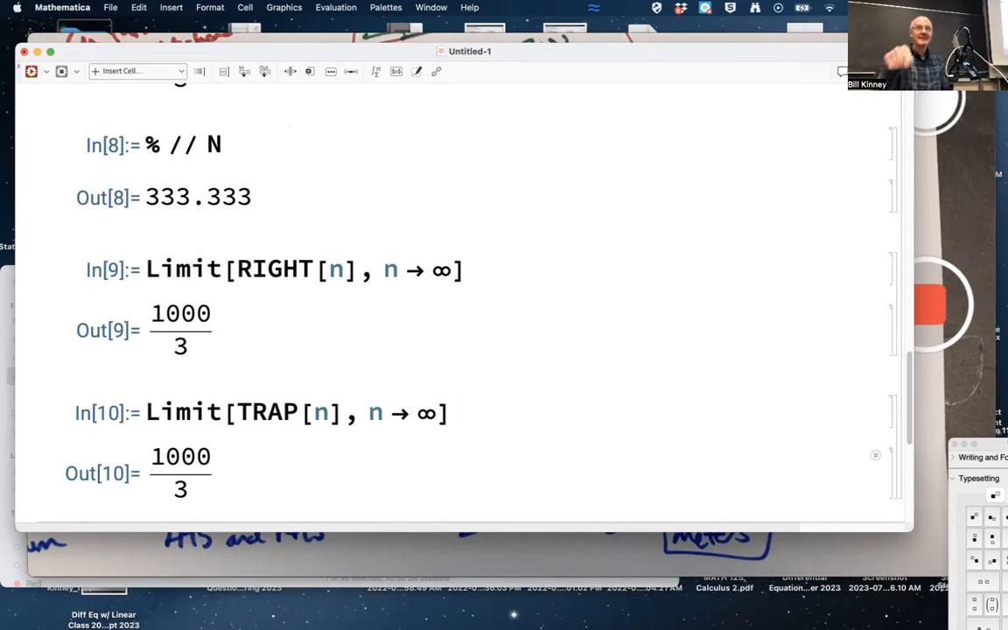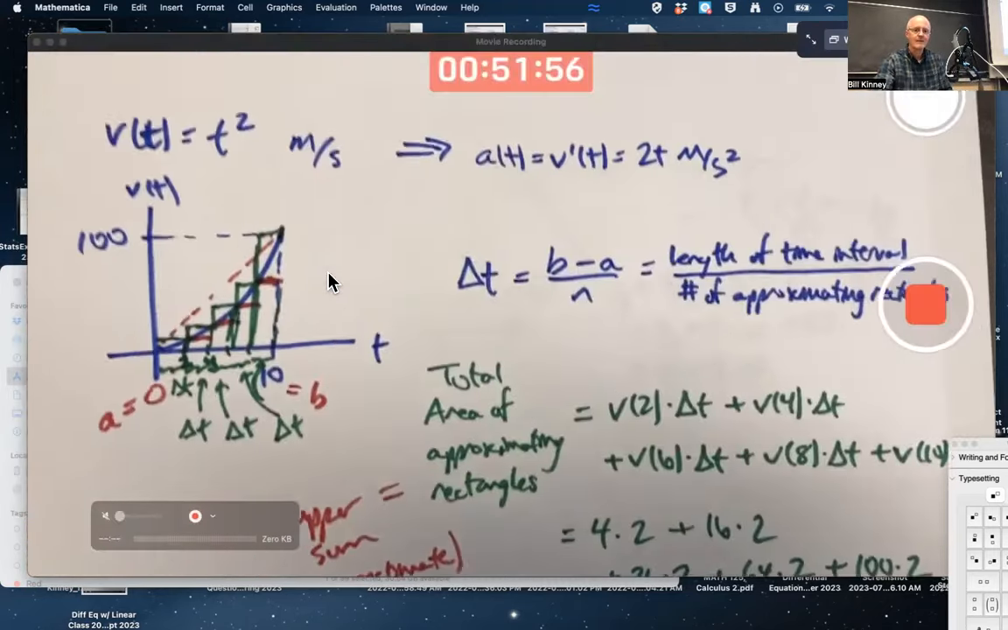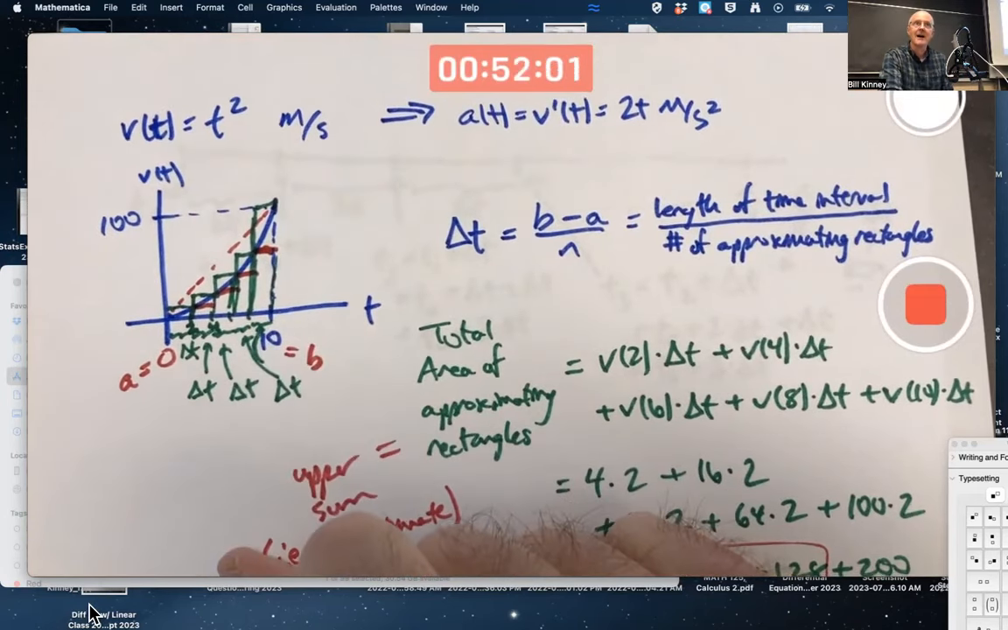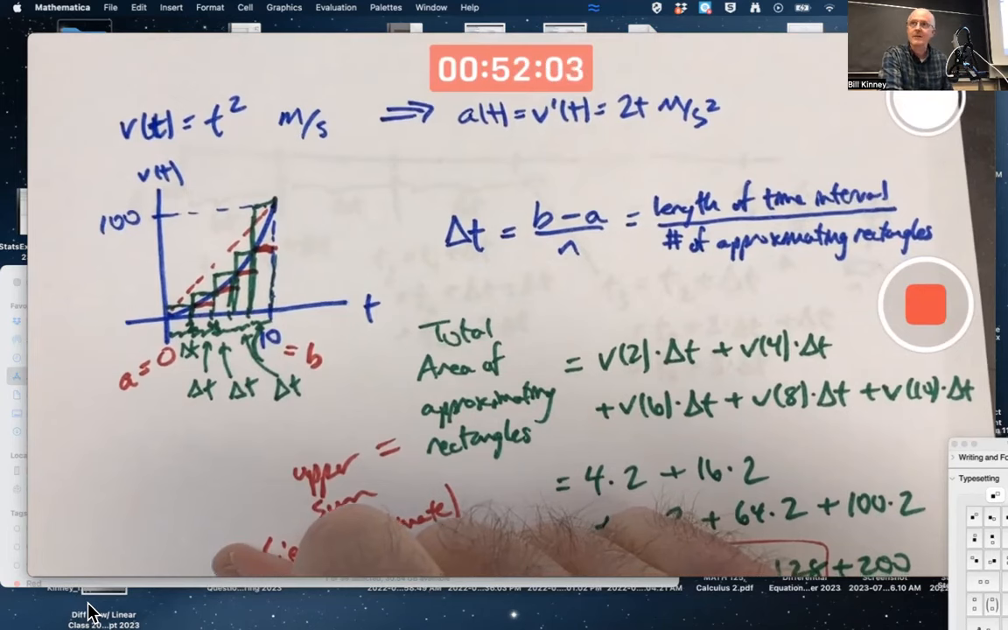Limits. Calculus is all based on limits. There they are. You have to technically define the area under the curve as a limit of areas of approximating rectangles or trapezoids.